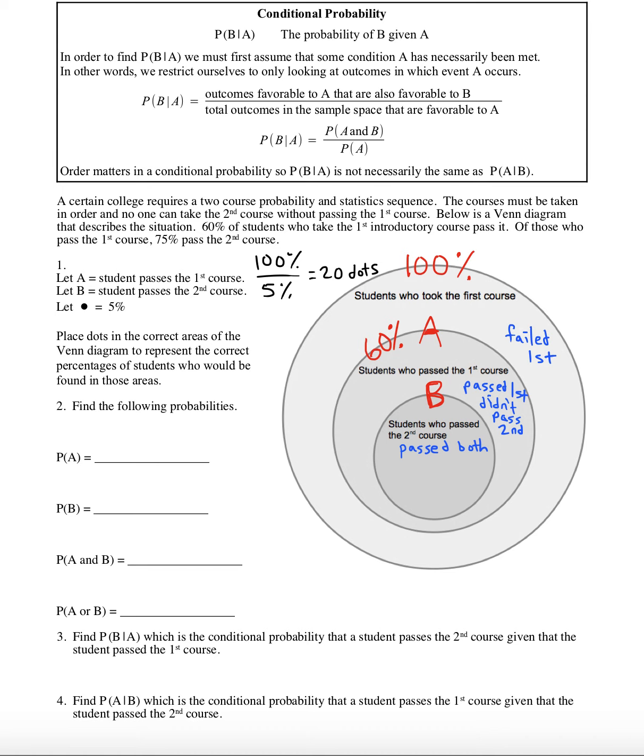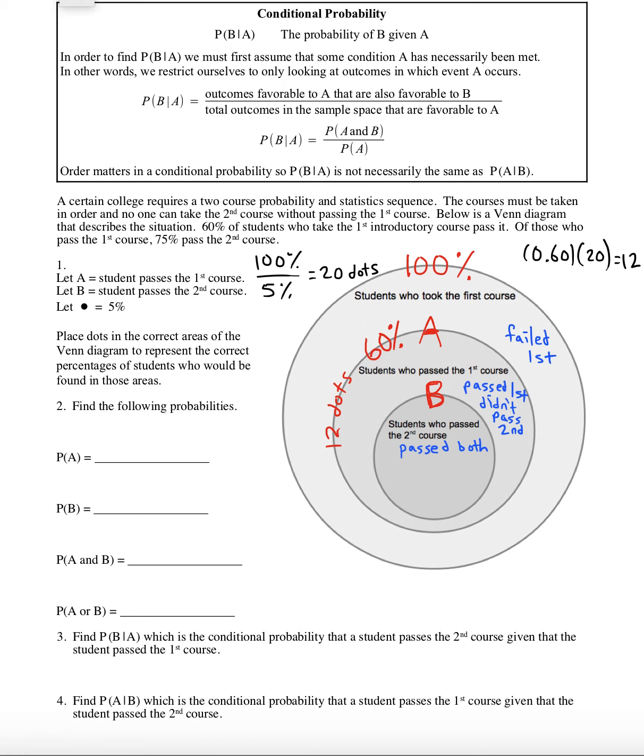So how many of the dots would have successfully completed the first course? To find that, you'd want to take 60% of the 20 dots. That'll give you 12. So I know that I need 12 dots somewhere inside bubble A.